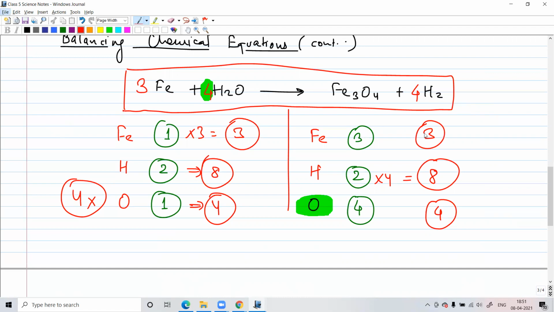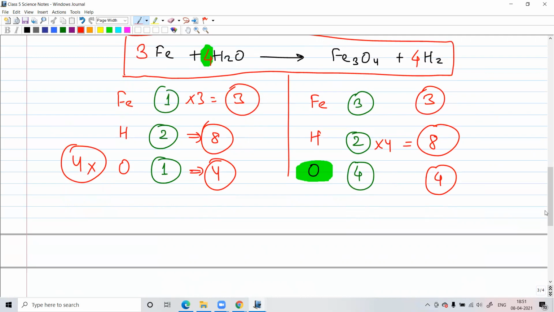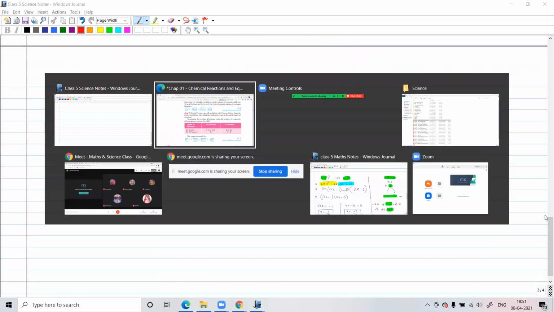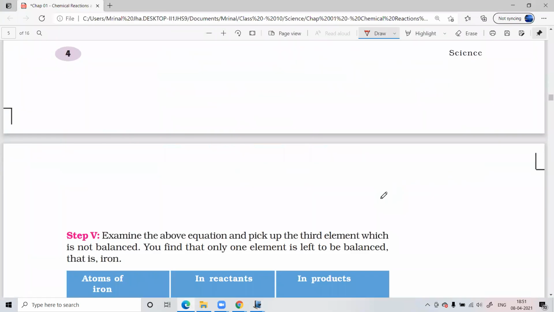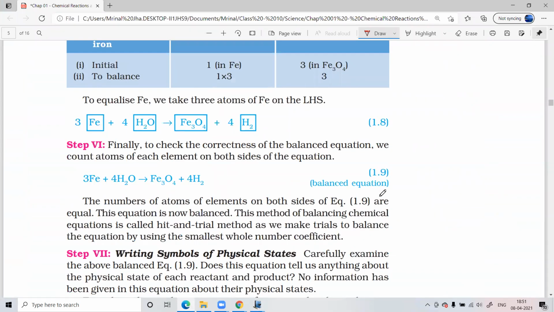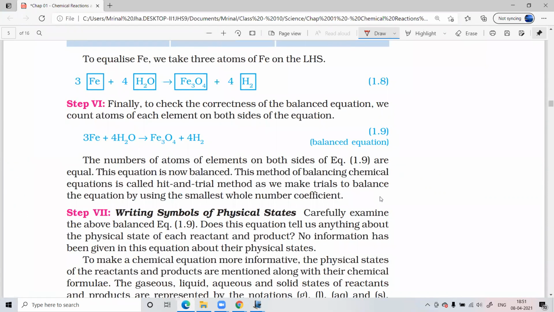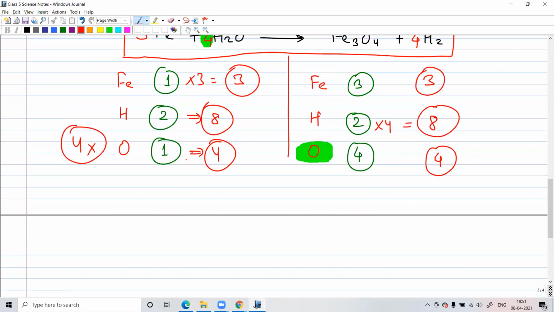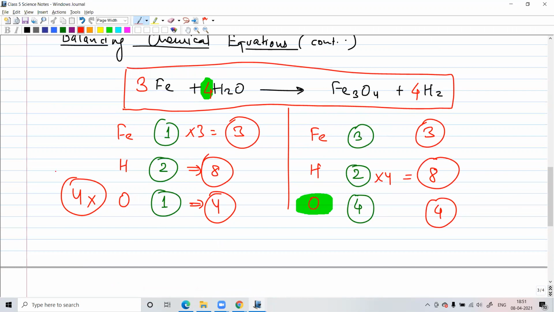Anyone has any question, by the way? Is it clear? Yes, sir. Yeah, we have to try to balance it stepwise, okay? Yeah, so we can skip these steps. We have already completed them. Finally, to check the correctness, we count the number of atoms. So once you have done, you'll of course count it, and we did the counting. Everything was fine. 3 atoms of iron on the left, 3 on the right. 8 atoms of hydrogen on the left, 8 on the right. 4 of oxygen on the left, 4 on the right. Everything is balanced.